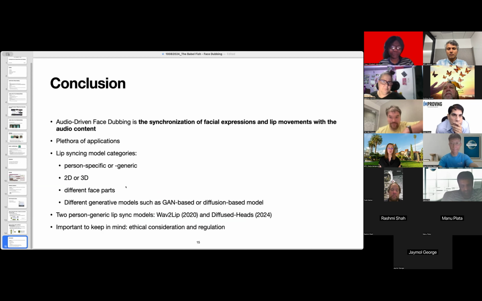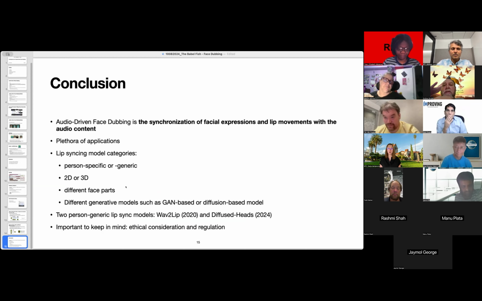Today I presented two person-generic lip sync models, Wav2Lip from 2020 and Diffused Heads from 2024. And when we're talking in general about generative AI, it's important to keep in mind ethical considerations and use and regulation that go together with this technology.